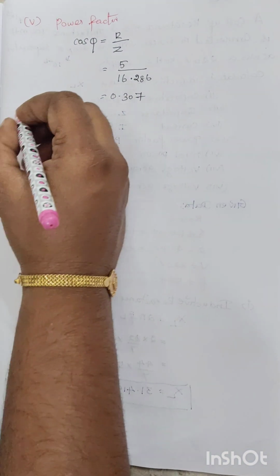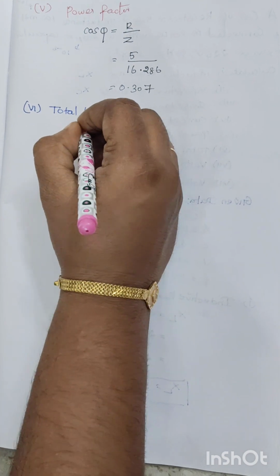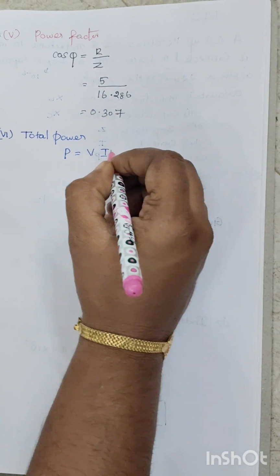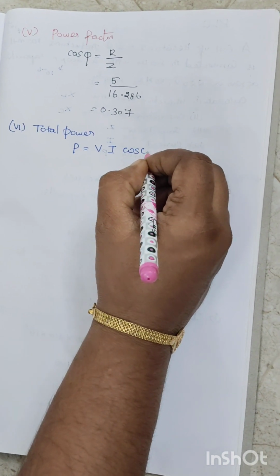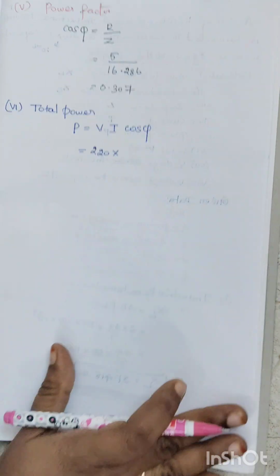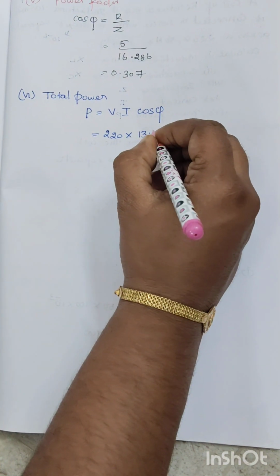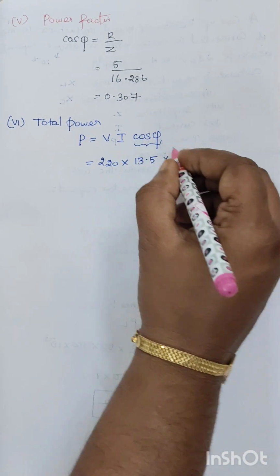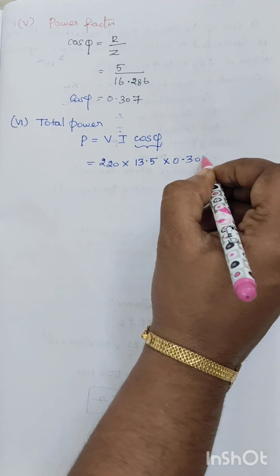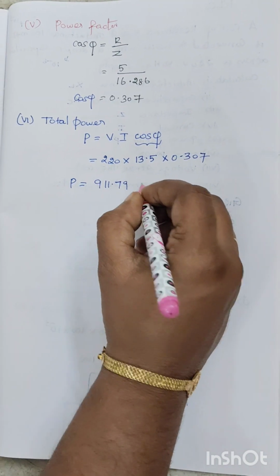Next, we have to calculate the total power. The general formula for power is equal to VI cos phi. The value of V is 220 into the current value, which we already found as 13.5. So substitute the value 13.5 into cos phi, and the cos phi value is 0.307. You have to calculate the value, which is 911.79 watts.